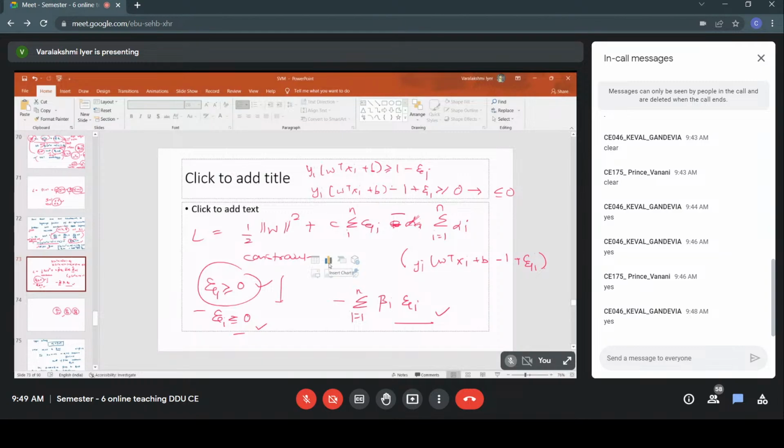Del L by del W will be equal to what we had obtained previously, because here the parameters are similar. Even del L by del B will be similar to what we had obtained previously. I'll leave that to you to solve, but get me what is del L by del zeta.